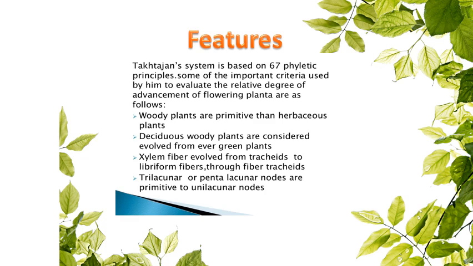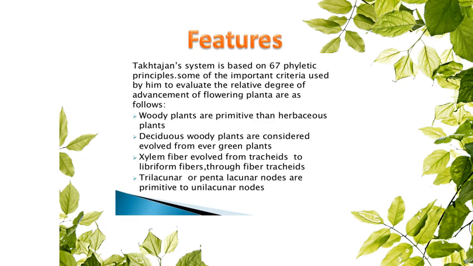So here are some important features that I present in a very brief form. Number one, the important features of the Takhtajan system of classification is that woody plants are primitive to herbaceous plants. Simply, it's not too complex a statement. Deciduous woody plants are considered evolved from evergreen plants. Similarly, the xylem fiber, that is the part of xylem, evolved from tracheids to form libriform fibers or through fiber tracheids.